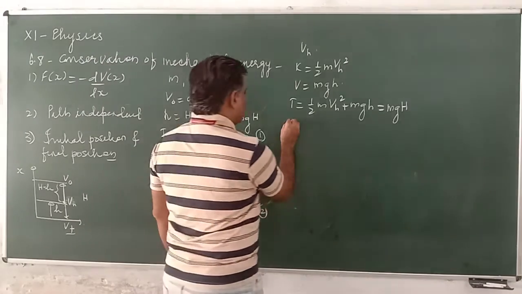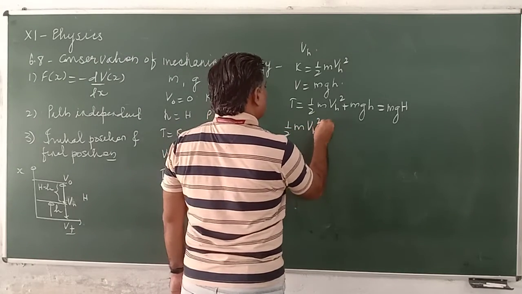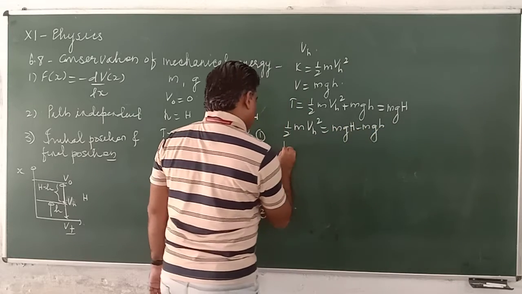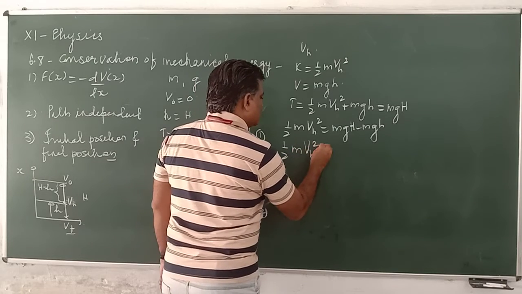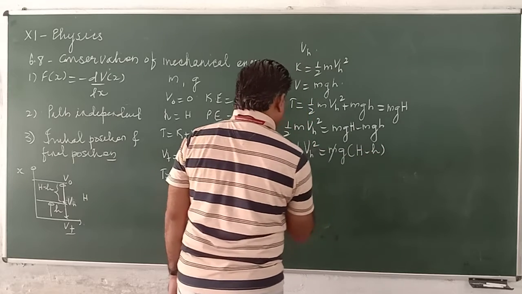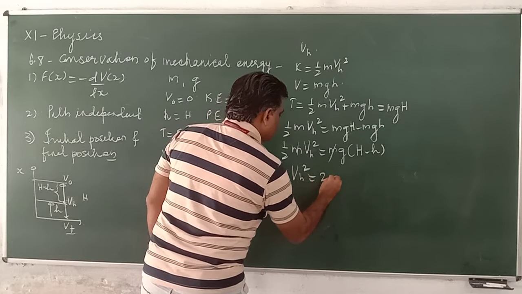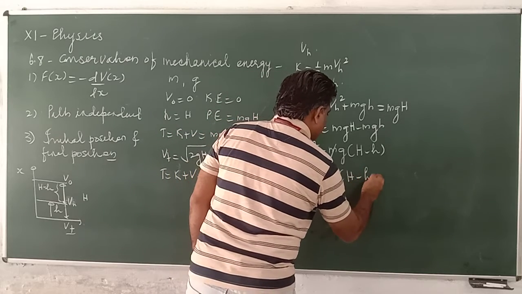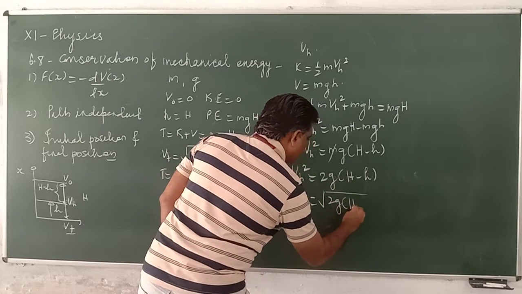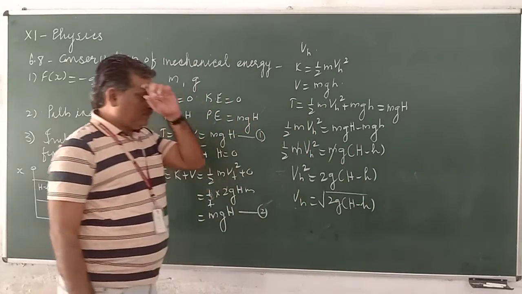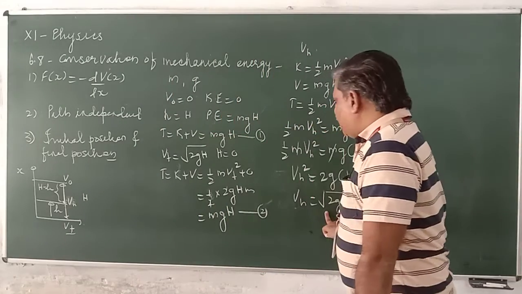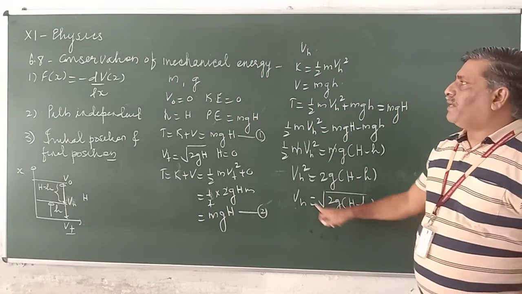So this one we can equate with mgH. Half m Vh square is equal to mgH minus mgh. So half m Vh square, mg is common, H minus h. Vh square is equal to 2g(H minus h), or Vh is equal to under root 2g(H minus h). This is by using the law of conservation of mechanical energy.